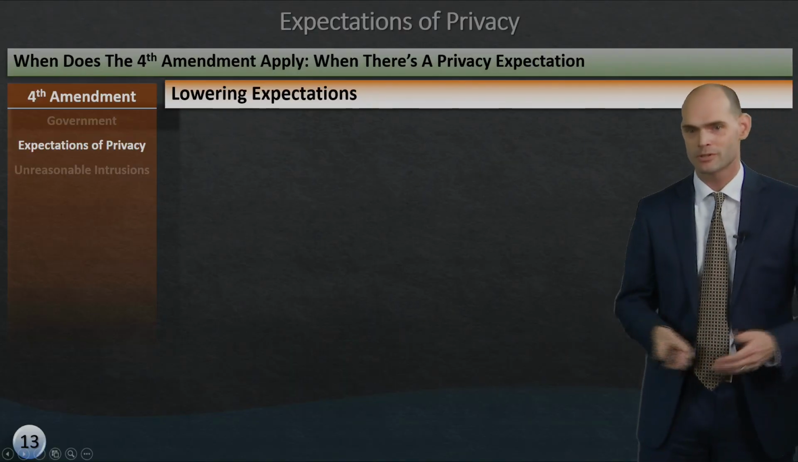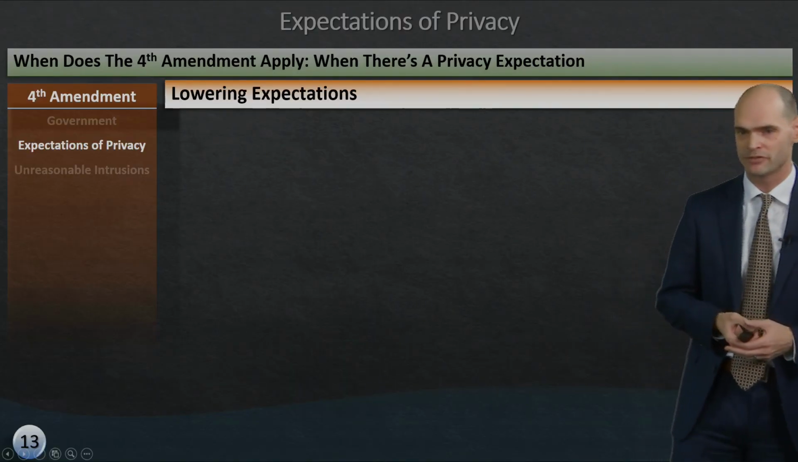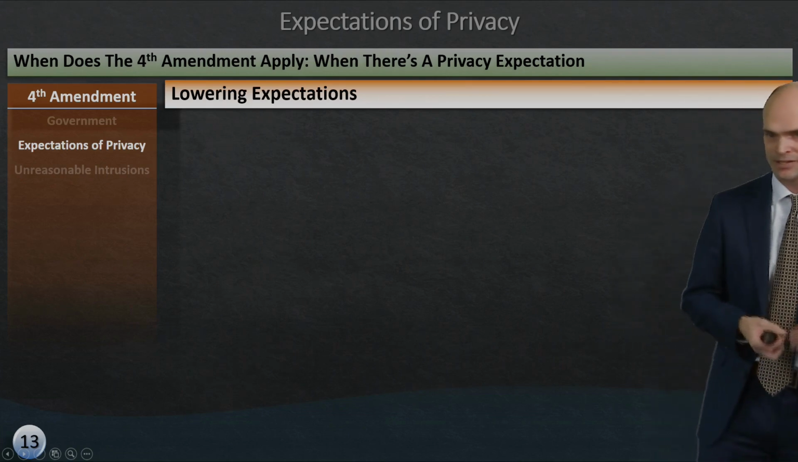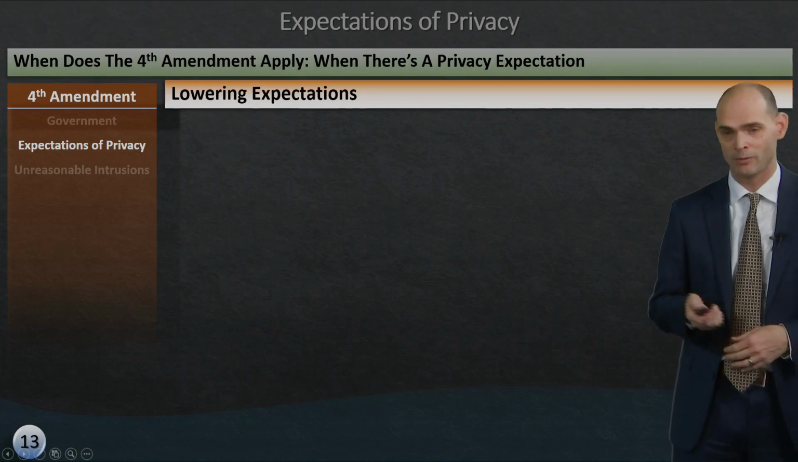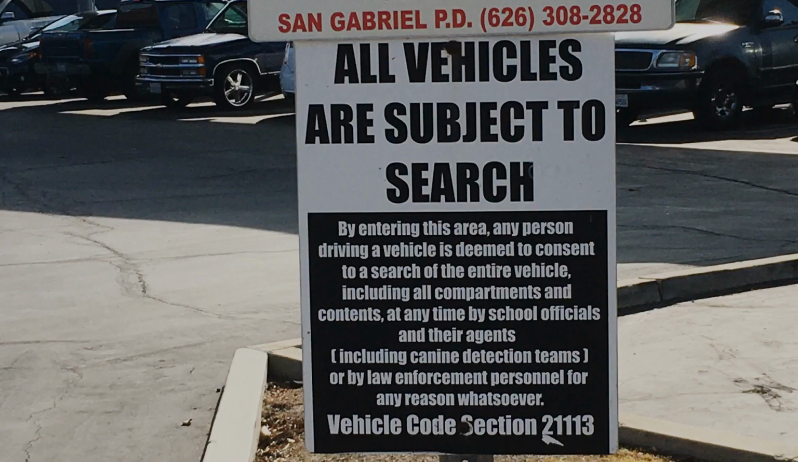So what can we do to lower the expectations of privacy of the students and then lessen the scope and the impact of the Fourth Amendment search and seizure law? Well, here's one way. First of all, we've got the vehicle code section down there, which is 211.13. But to begin with, I like to ignore that completely and just talk about the effect that this sign has on what we're discussing.